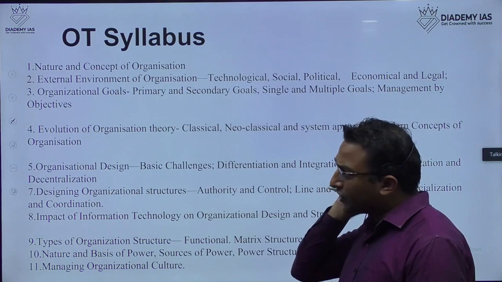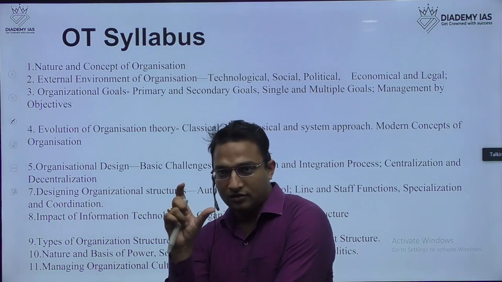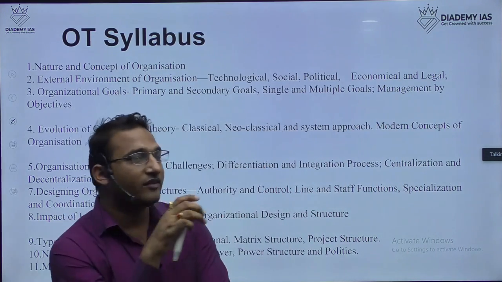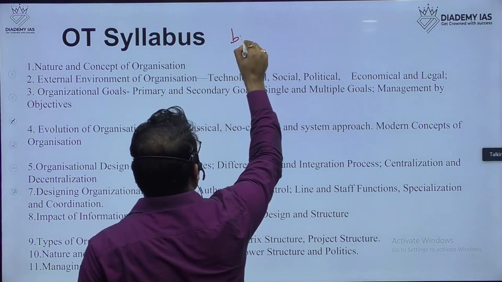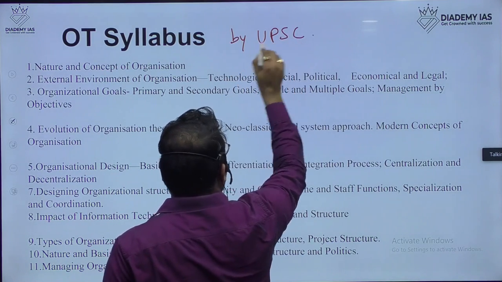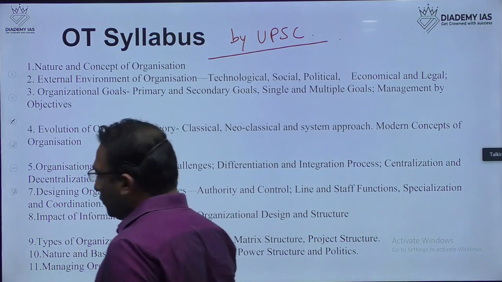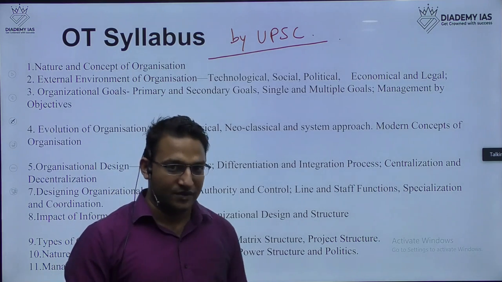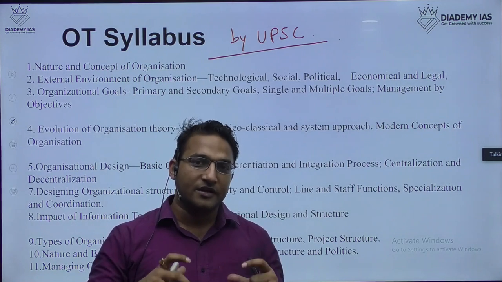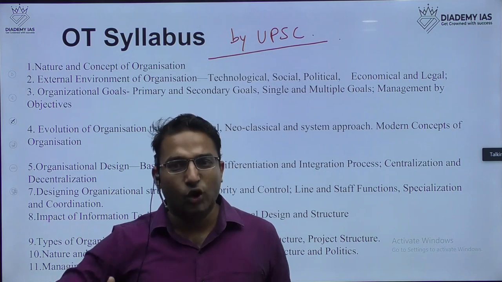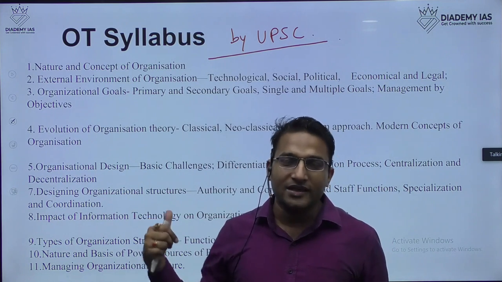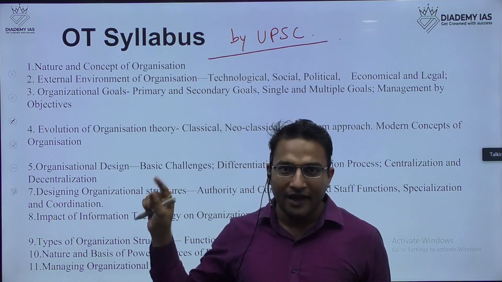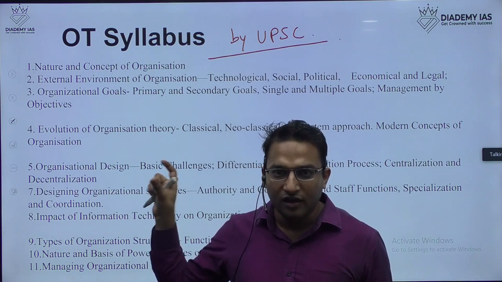Fine. So starting with the organization theory syllabus. This syllabus is given by the UPSC only. Right. So overall there are total 11 chapters, or you can say 11 topics which are there in the syllabus, right? Now this syllabus I have not exactly copy pasted. The sequence I have changed actually. The words are same, but I have changed the sequence of the syllabus, okay?